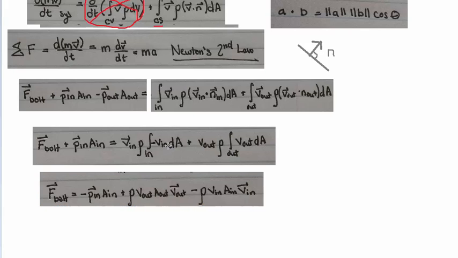So the integral over here will give you the area of the inlet, and the integral over here will give you the area of the outlet. So we move this over to the other side, and this is our final equation for the force of the bolt. Okay, so a few comments here.